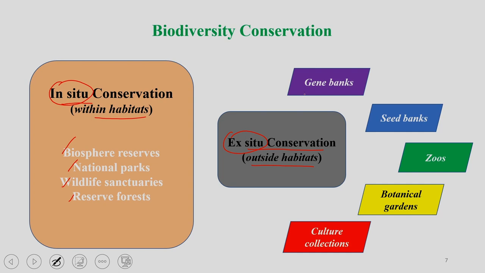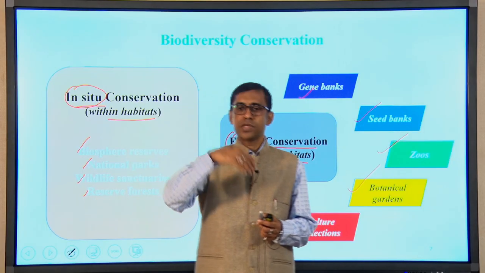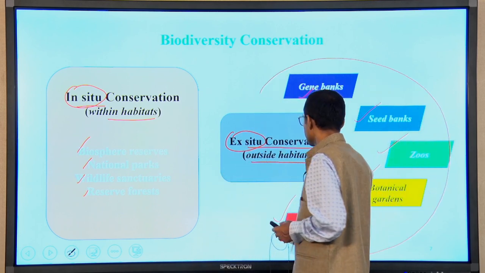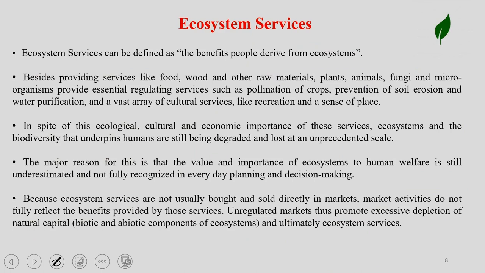How do we do it? Through gene banks, seed banks, zoos, botanical gardens, and through culture collections. You name it: animals, bacteria, flowers, trees. Basically all kinds of flora and fauna which we take out from the original habitat, and then we nurture through different processes or technology that is available to us. So, in situ and ex situ, these two are the major ways of conservation that we can carry out for biodiversity conservation.